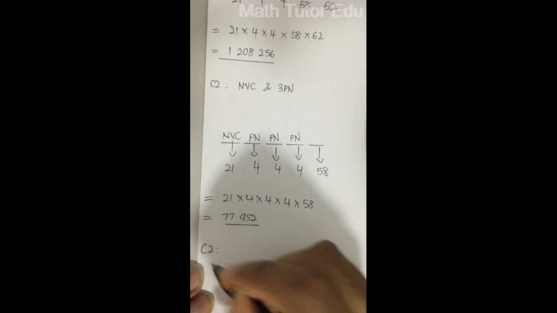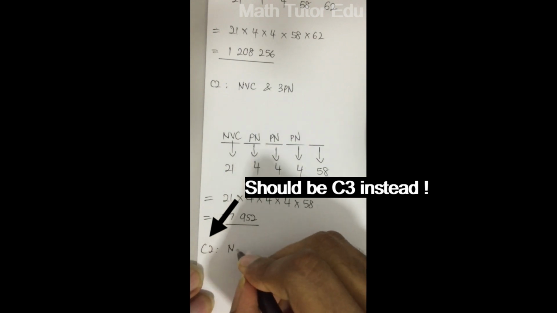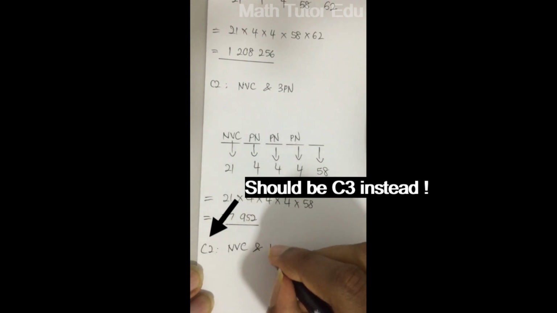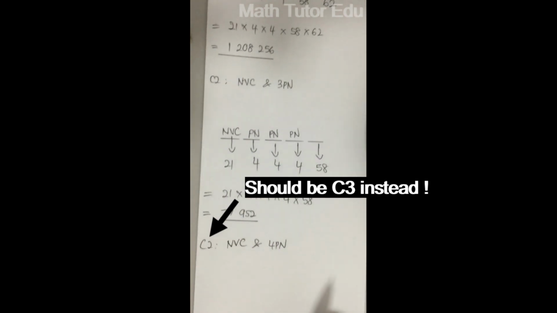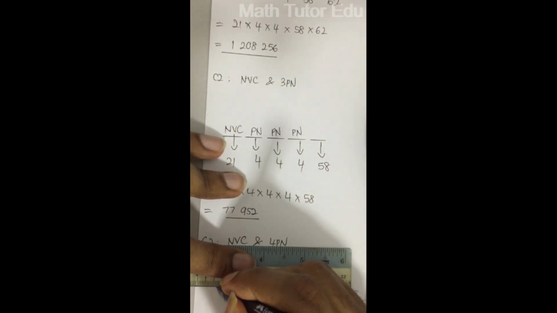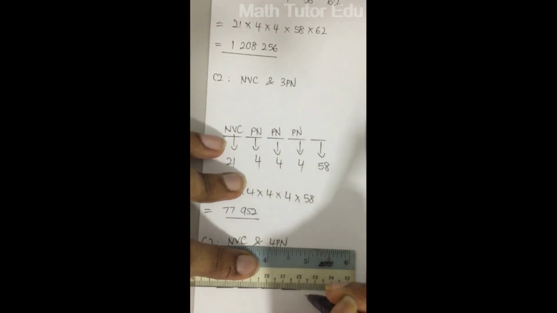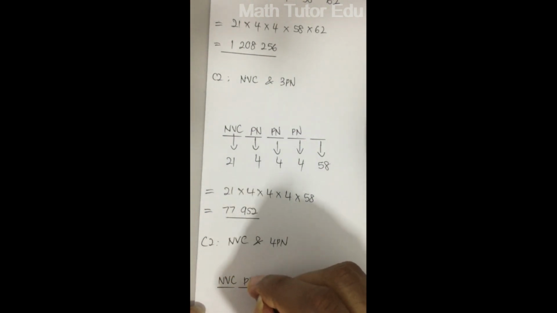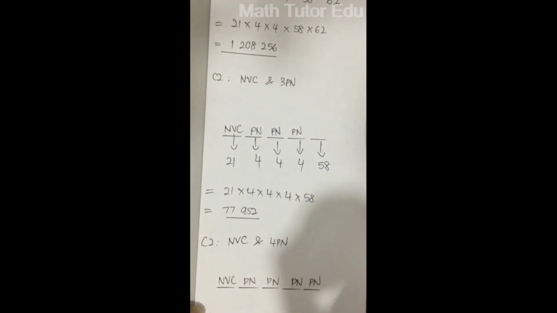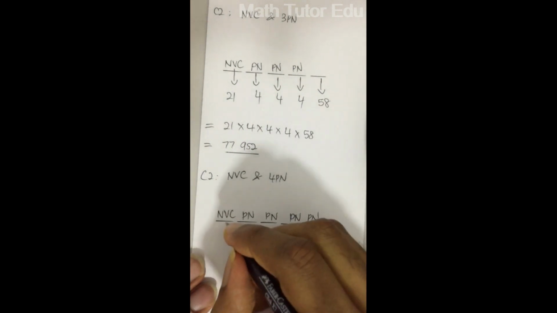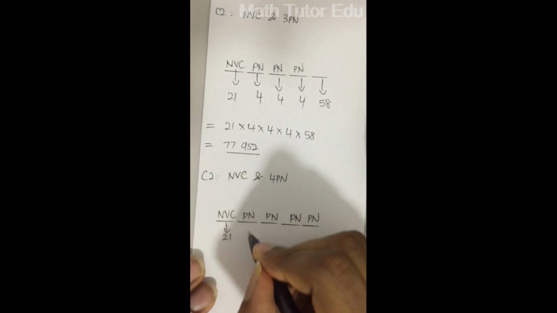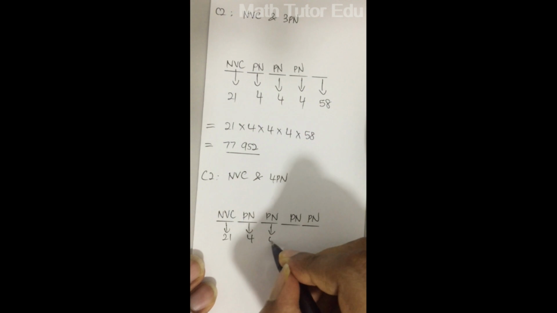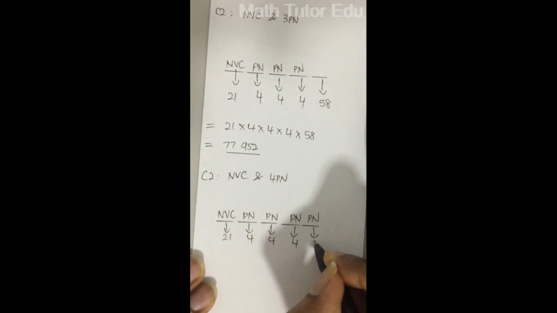For case 3, it will be the first character of a non-vowel capital letter and followed by 4 prime numbers. Let me draw the 5 spaces. Non-vowel capital letter, and this time you place all 4 prime numbers adjacently. So the number of outcomes will be 21. Here will be 4. Here will be 4. Here will be 4. Here also will be 4.